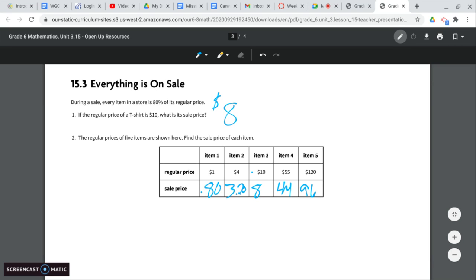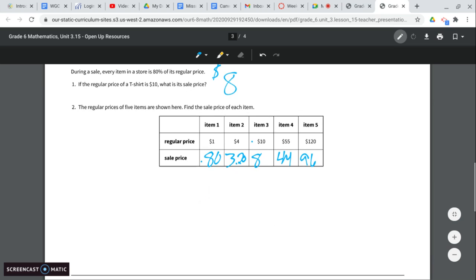So there are different values. So we found that for a $1 priced item, the sale price becomes 80 cents. So if it's 80% of its regular price, that means it's 20% off. So we're paying most of it, but with a little off. So we just multiply every single one of these values by the 0.8.